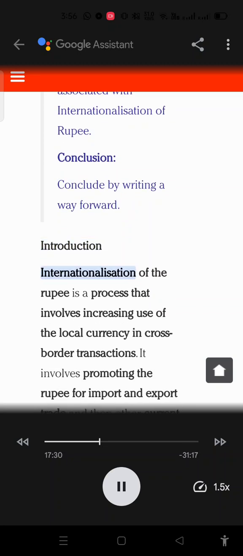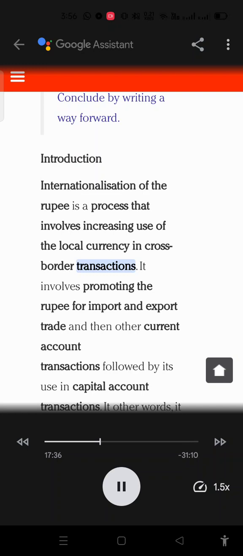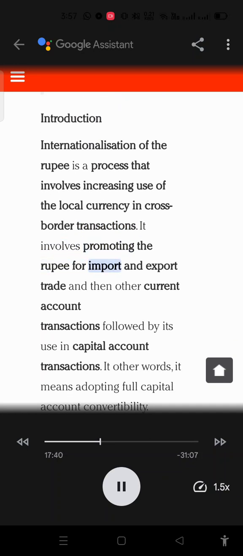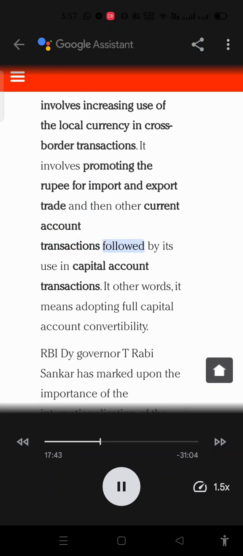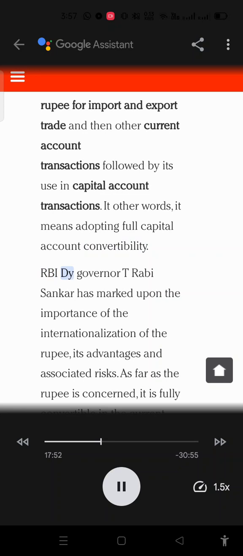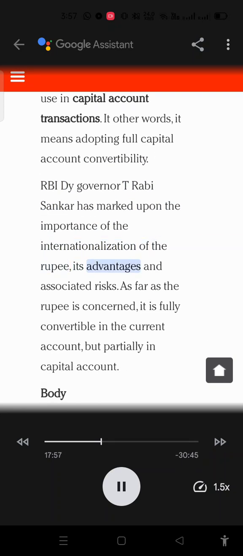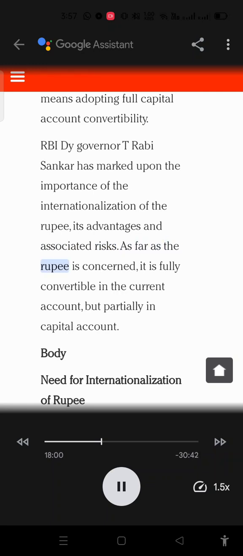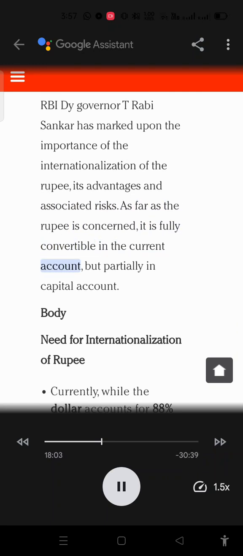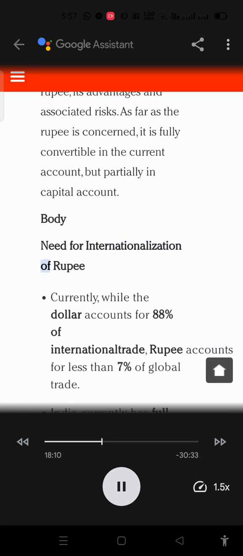Introduction. Internationalization of the rupee is a process that involves increasing use of the local currency in cross-border transactions. It involves promoting the rupee for import and export trade and other current account transactions, followed by its use in capital account transactions. In other words, it means adopting full capital account convertibility. RBI Deputy Governor T. Rabi Sankar has remarked upon the importance of the internationalization of the rupee, its advantages and associated risks. As far as the rupee is concerned, it is fully convertible in the current account, but only partially in the capital account.